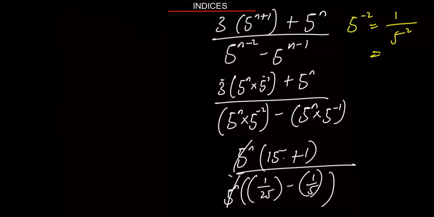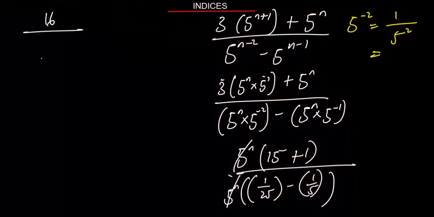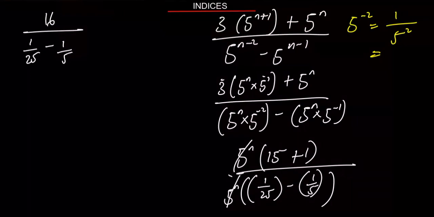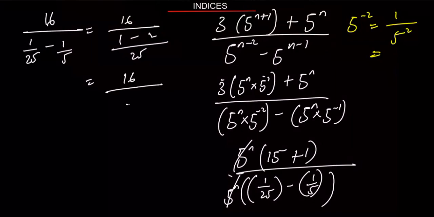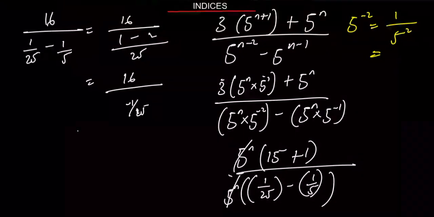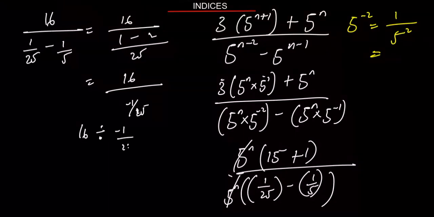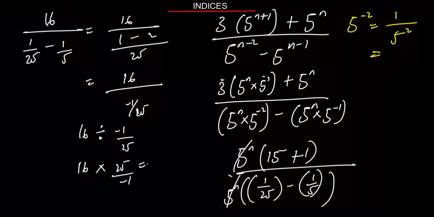The next thing is that you'll be having 15 plus 1, that is 16, all over 1 over 25 minus 1 over 5. So this is 16 divided by, what's the LCM? LCM is 25. So 1 in 25 is 1, 1 times 1 is 1, minus 5 in 25 is 5, 5 times 1 is 5. So I have 16 divided by minus 4 over 25. That's 16 times 25 over minus 4, and that will give me minus 100. So that's that for that.